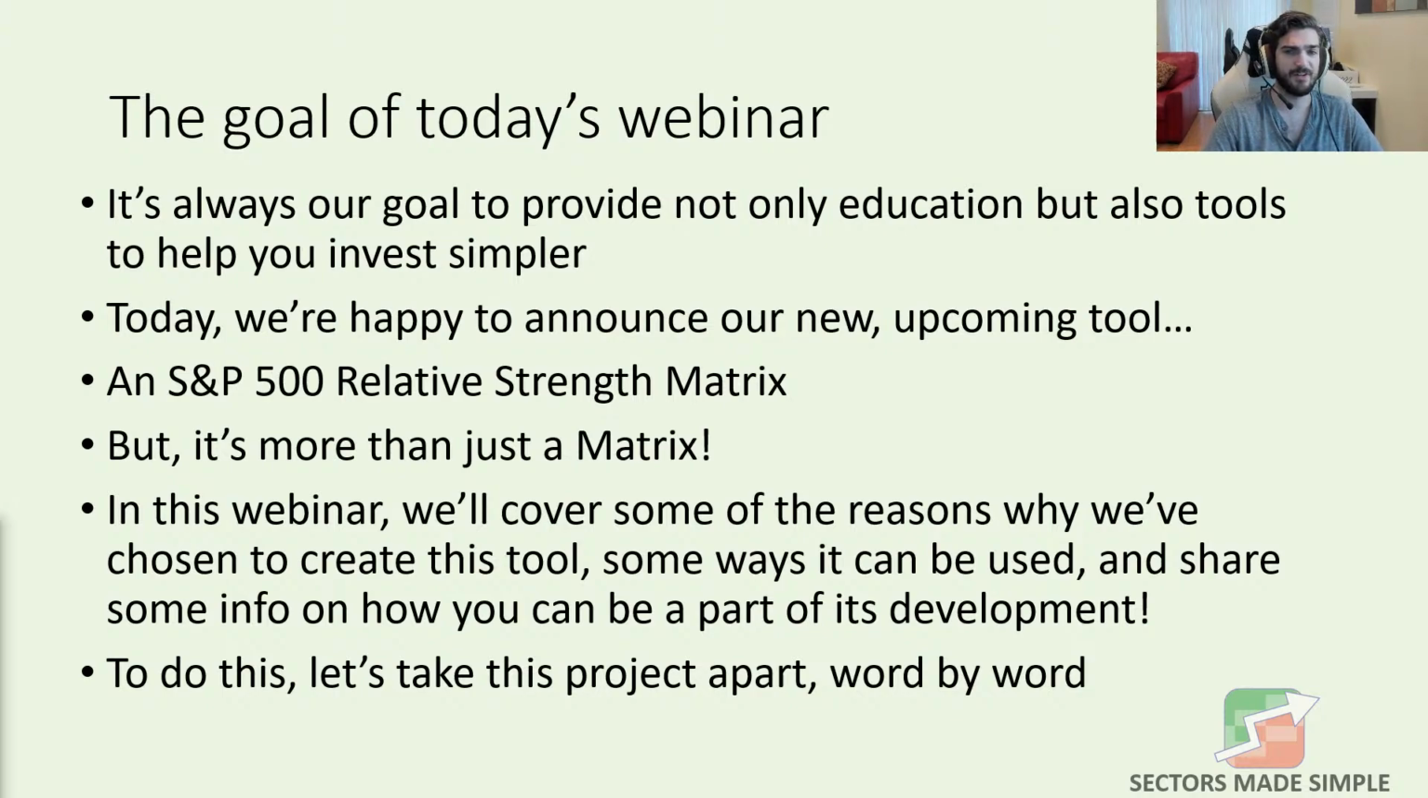This is not just about a matrix, because the goal is for it to be a lot more than just a matrix. So today I want to cover some of the reasons why this is the project that we have decided to work on, some ways that this project will be able to be used, and also share some information about how Sectors Made Simple subscribers can make their mark to turn this tool into something they would want to use. The best place to start is to go through the S&P 500 Relative Strength Matrix and take that apart word by word.